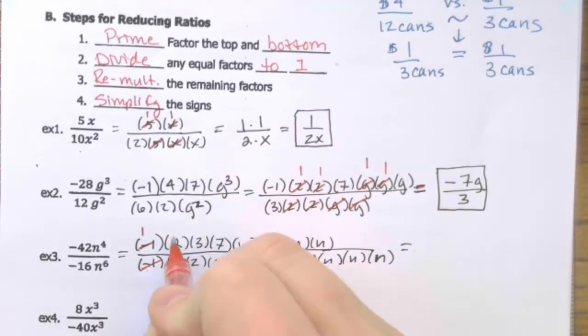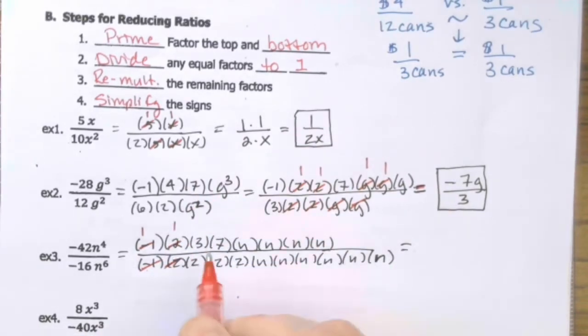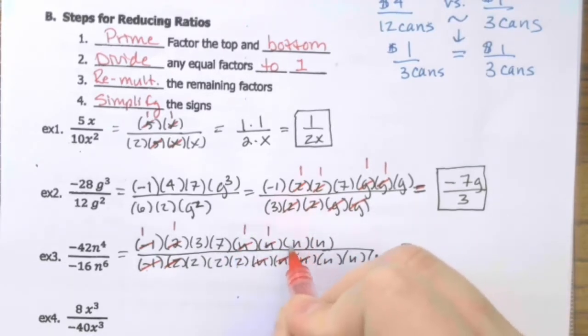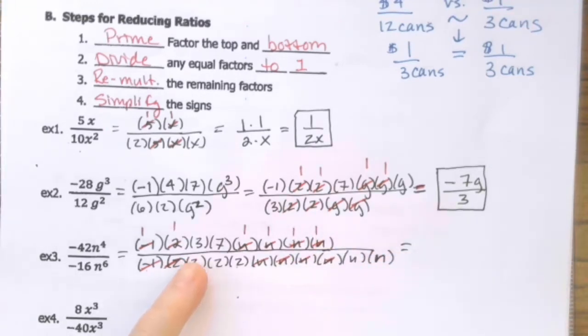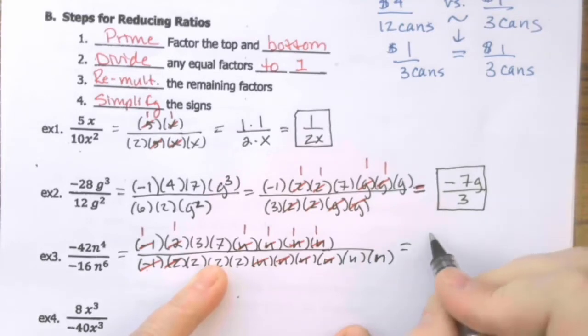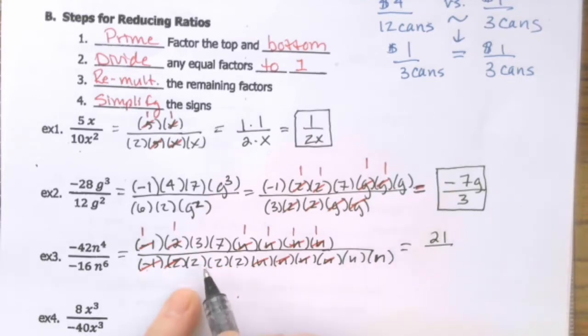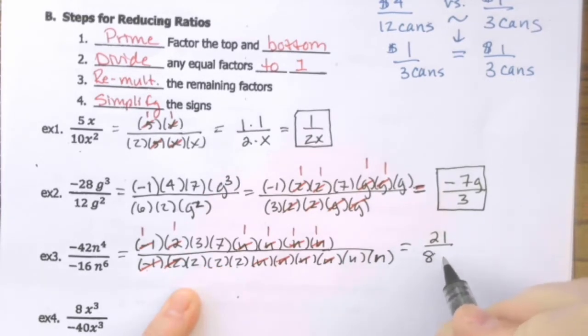All right, now we'll do the rest. 2 goes into 2 one time. I have a 3 and a 7. n goes into n, another n into another n, a third n, and a fourth n. And I'm left with 3 times 7, which is 21. On the bottom, 2 times 2 times 2 is 8, n squared.